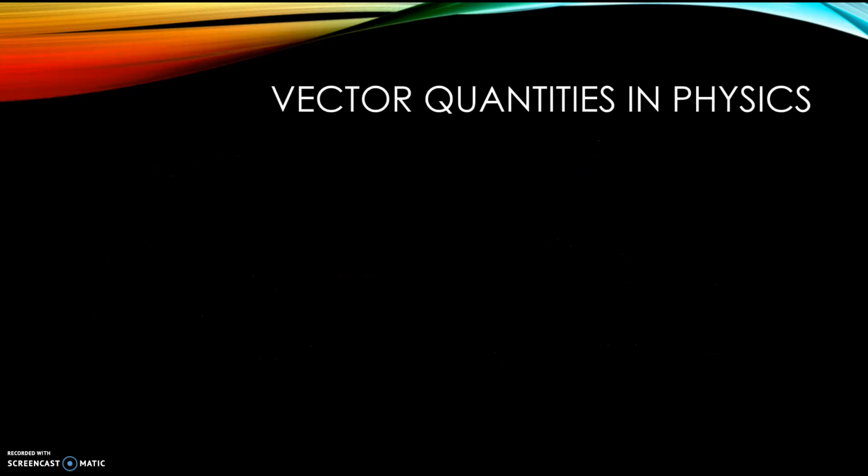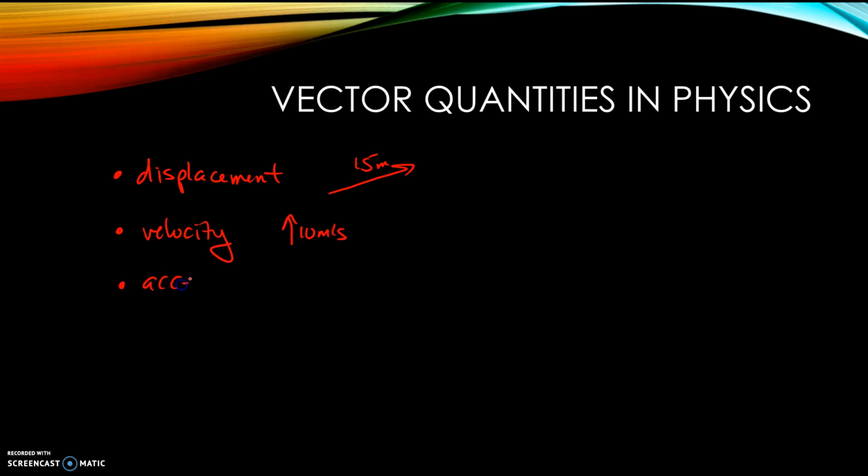As I said, there are lots of vector quantities in physics. For right now, here are the ones that I want you to know about. We already talked about displacement. Displacement is a vector quantity. I could say 15 meters, going up and to the right. Velocity is also a vector quantity. We've seen this in our motion diagrams. I could have 10 meters per second pointing up. That's my velocity. And acceleration is yet another vector quantity.